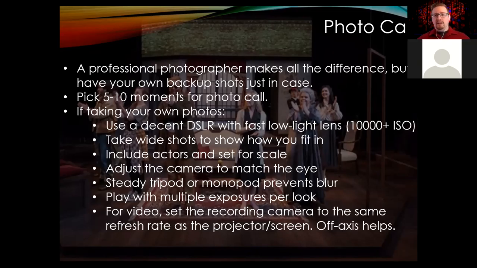If you're going to do that, use a decent digital single lens reflex camera with preferably 10,000 plus ISO. That's just how sensitive it is to light. Take wide shots. You can always zoom in, so make sure that you see all the elements that you could need to see in your portfolio. If you're using projection, make sure that your recording camera is at the same refresh rate as your projector or screen, if you're doing video recording of your show, otherwise you'll see those bars. Remember the 90s and we saw all those CRT screens and you just see the bars passing over and over and over again. That's because the refresh rate of the screen didn't match that of the camera. And being off axis, not centered, can help with that too.